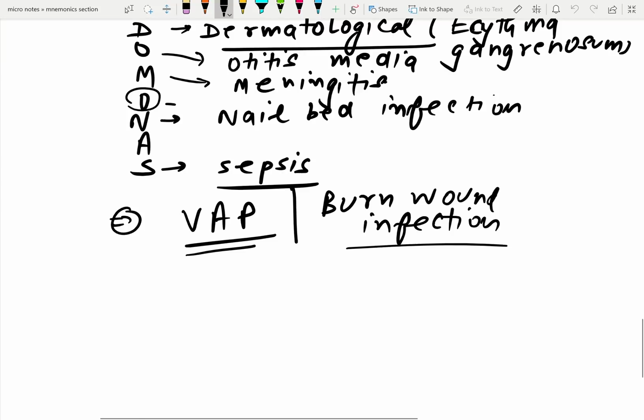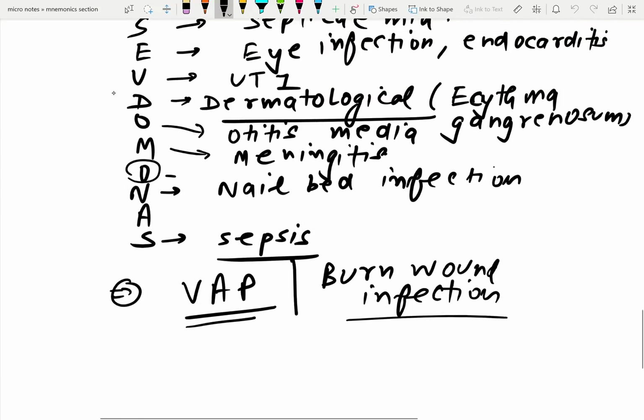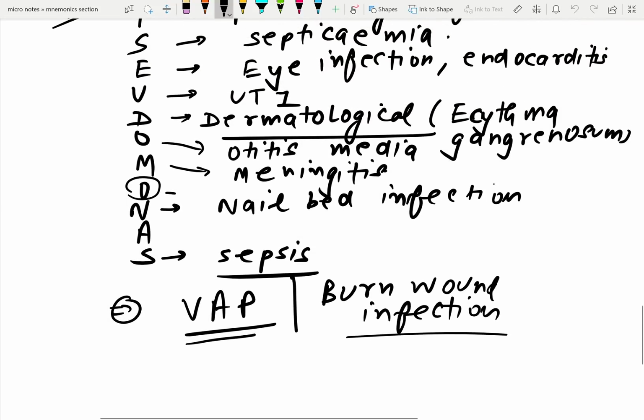Pseudomonas is a non-fermenter. It's a gram-negative bacteria. Catalase and oxidase both positive. And the dermatological manifestation asked is ecthyma gangrenosum. Is it fine? So remember this much for today.